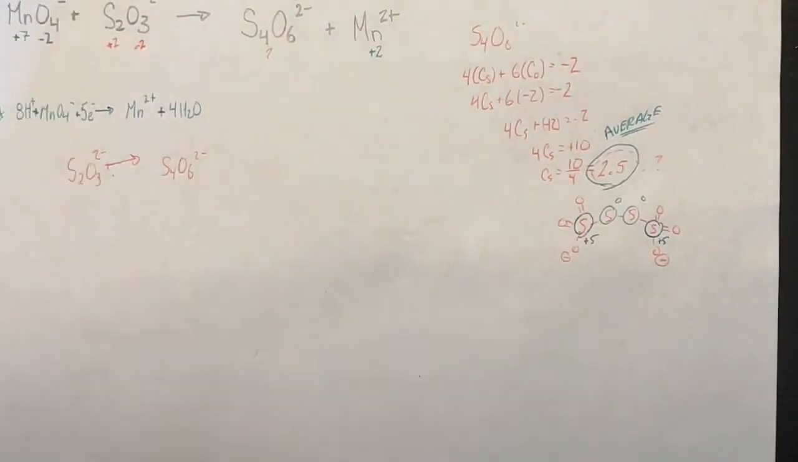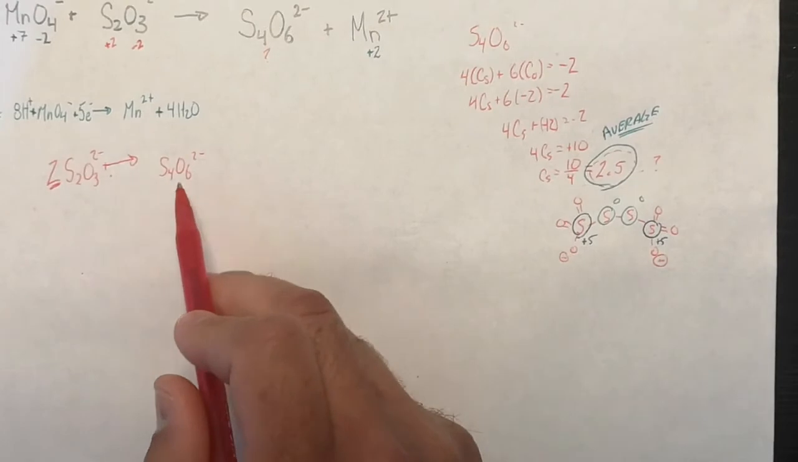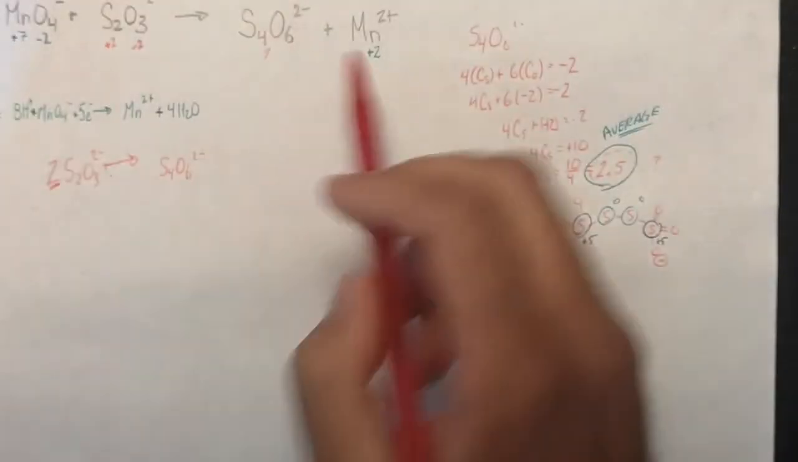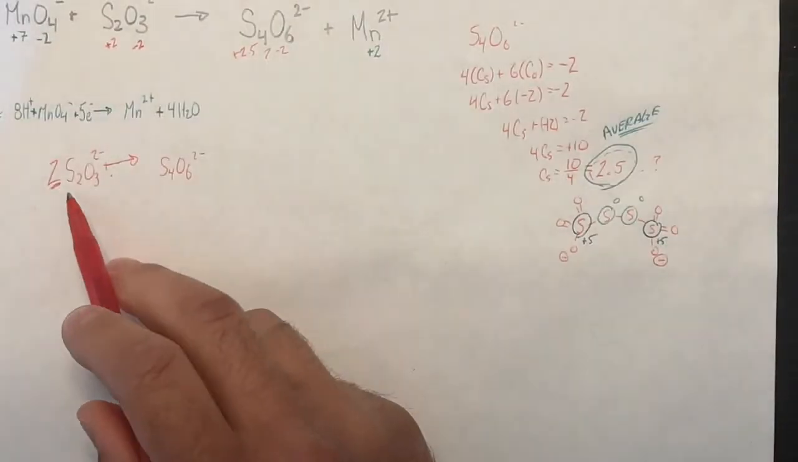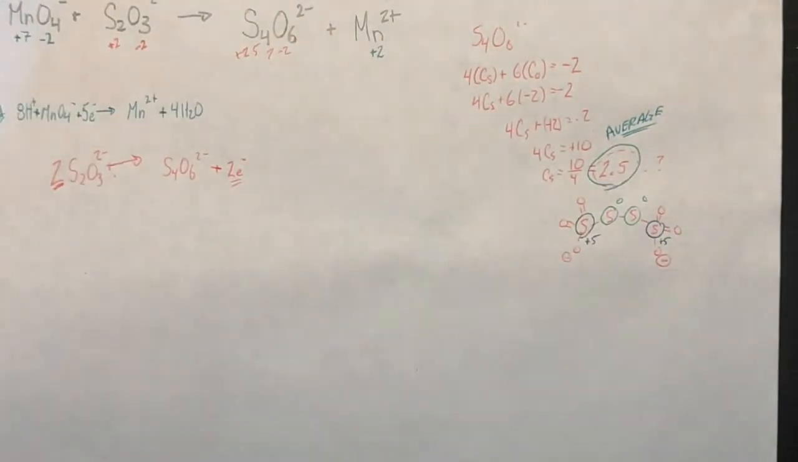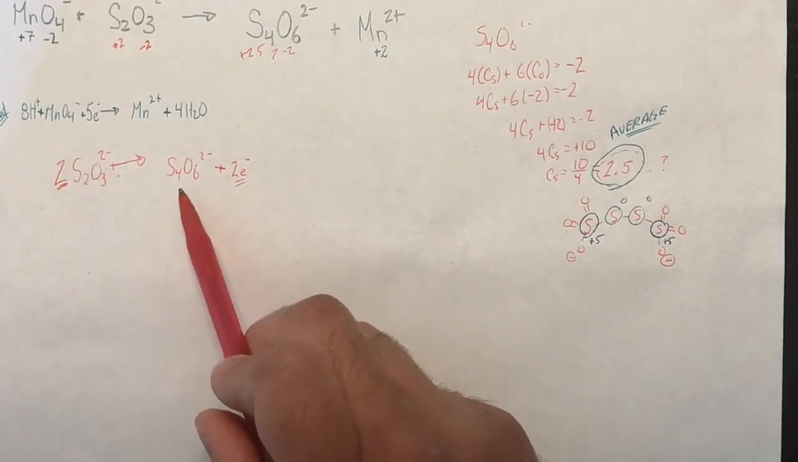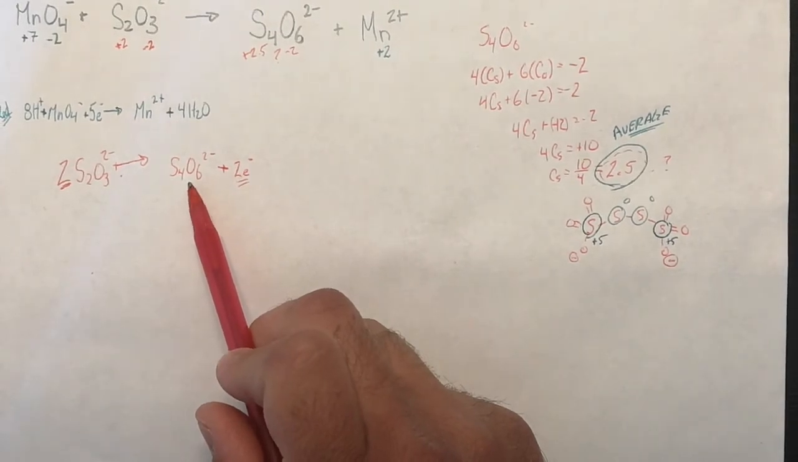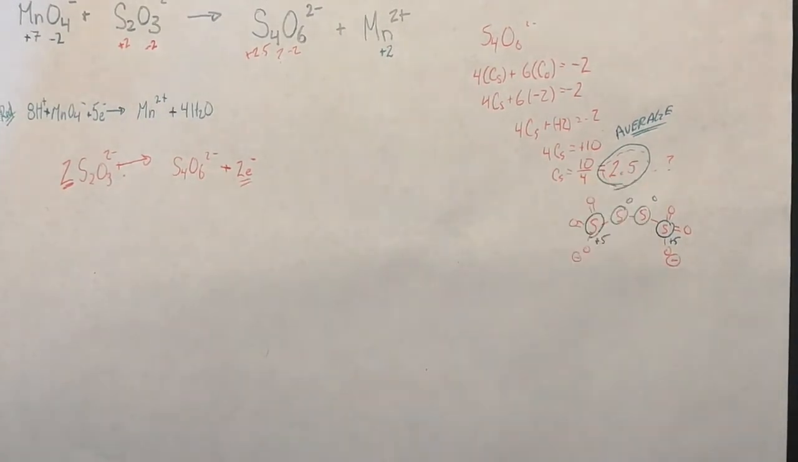The first thing that I notice here is that the number of sulfurs don't match. So two S2O3s will become one S4O6. Now, if each sulfur in the process loses half an electron, there are four that each lose half an electron, for a total of 2 electrons lost. So when two molecules of S2O3 combine to form one molecule of S4O6, 2 electrons are lost total. Each sulfur loses half an electron.